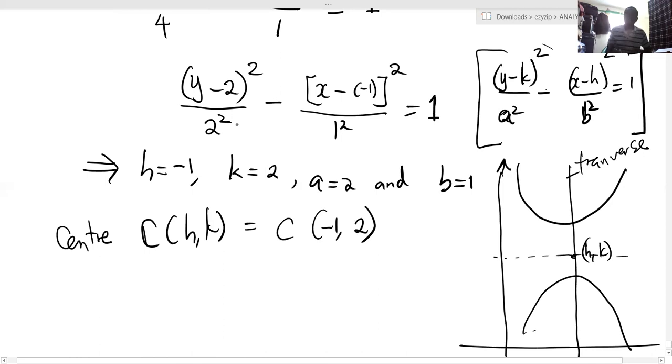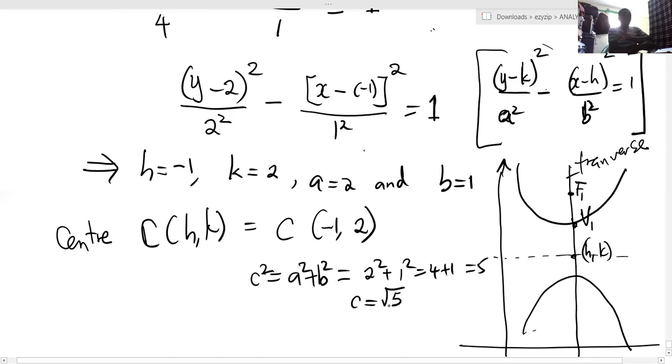And then from this diagram, this is where we expect to have our V1, and then our F1 will be here. So remember always, c squared is given by a squared plus b squared, which will be 2 squared plus 1 squared, 4 plus 1, which is 5. So c is √5.